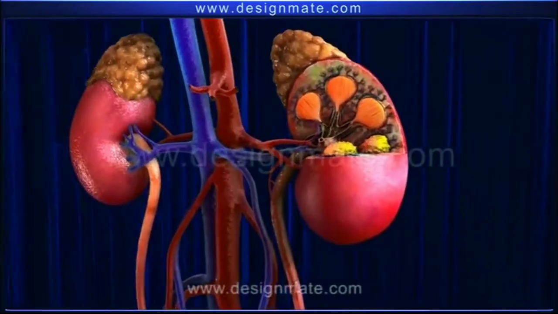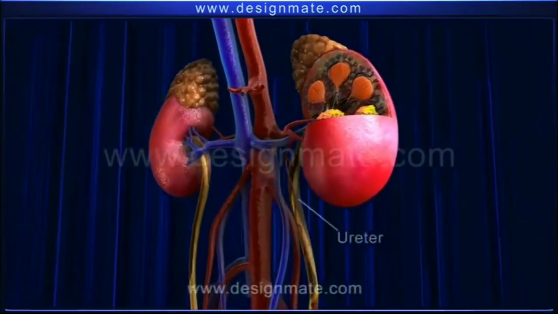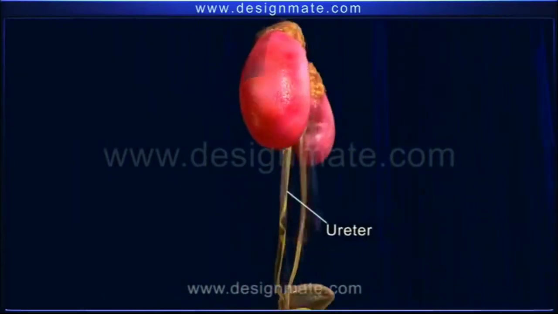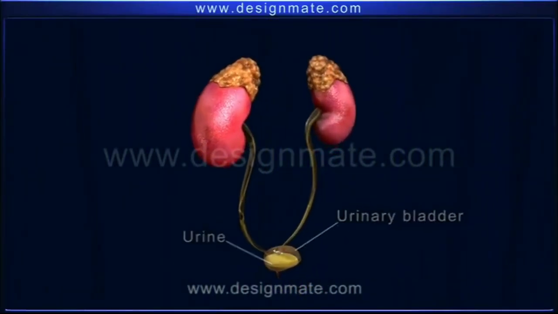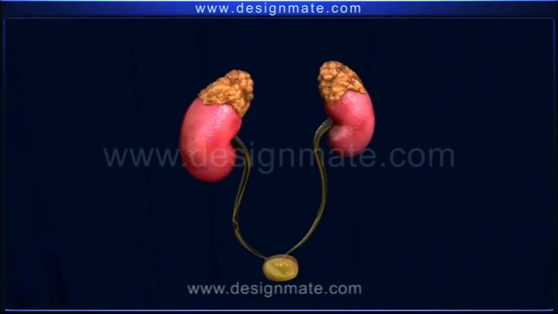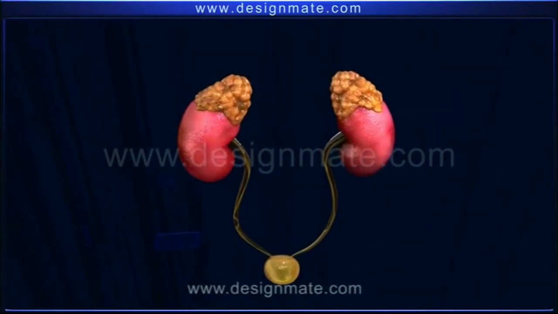This finally trickles through the kidney into the ureter, which helps the passage of urine into the urinary bladder. After a while, the urine can be excreted from the bladder.